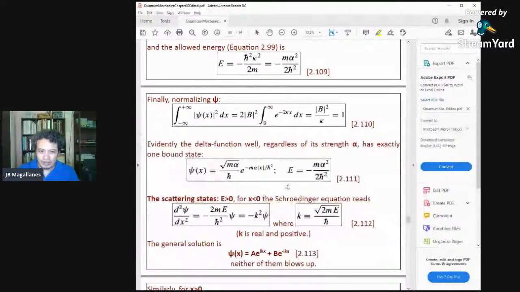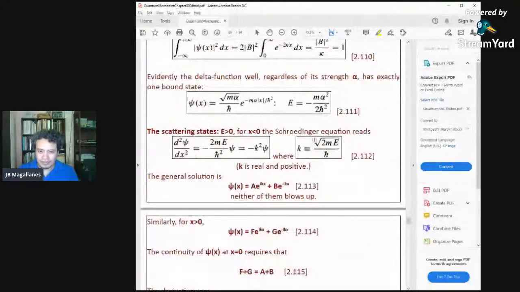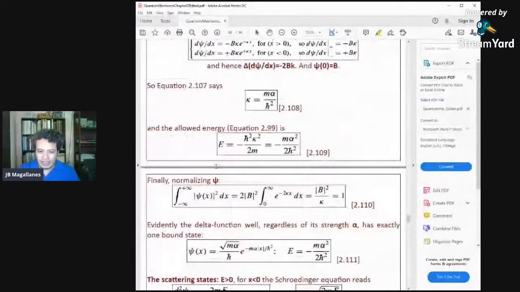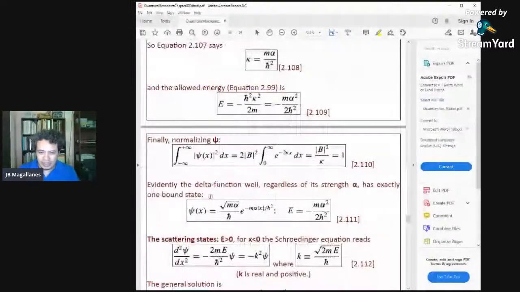So here you have this solution for bound states with a particle within a Dirac delta function. So this is now your wave function for that.